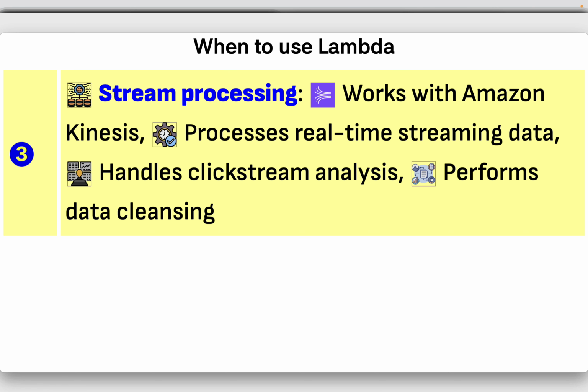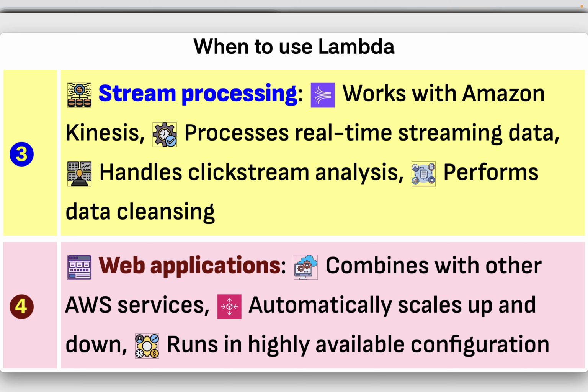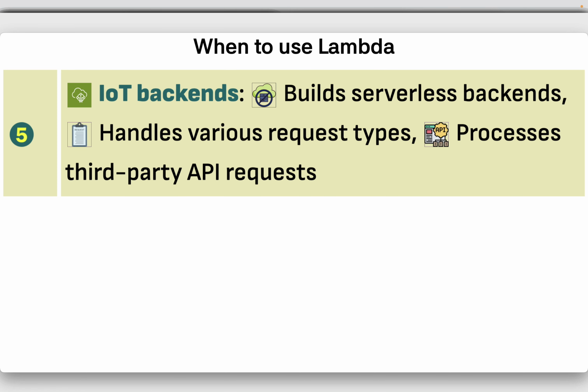Web applications. So you can combine Lambda with other AWS services to build powerful web applications that automatically scale up and down and run in highly available configuration across multiple data centers.